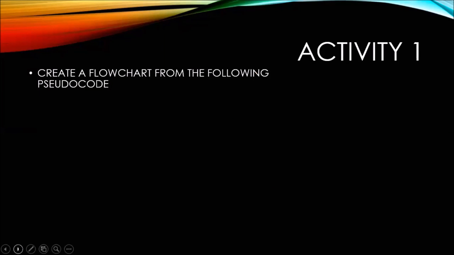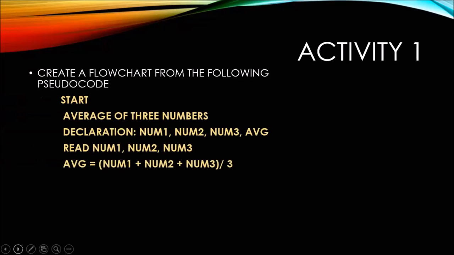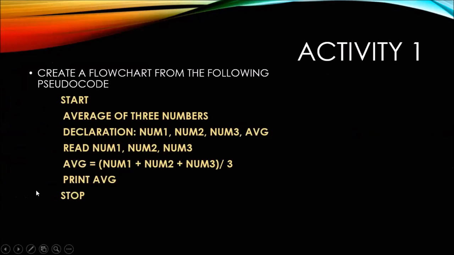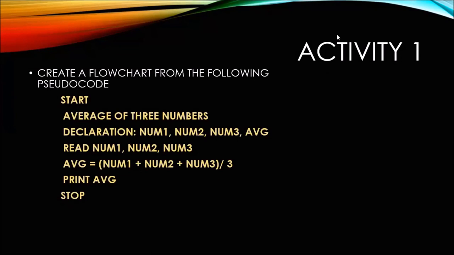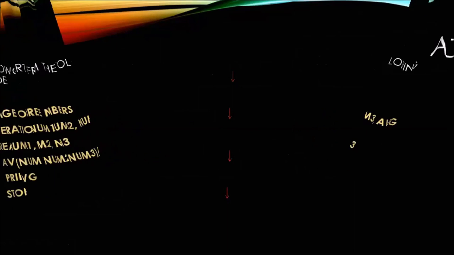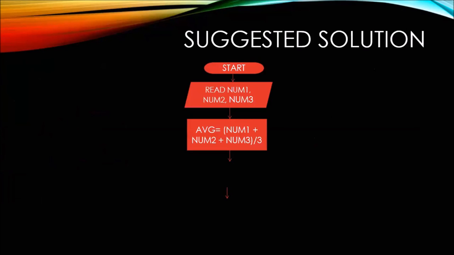All right, so create a flowchart from the following pseudocode. All right, so look at the question. So here we have start. Then we're going to accept the three numbers from the user in our parallelogram. Then we're going to calculate average. Average is equal to num1 plus num2 plus num3 divided by 3.